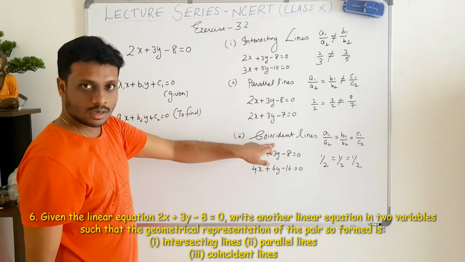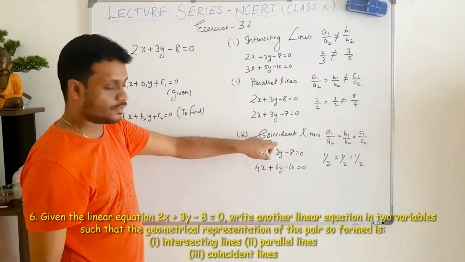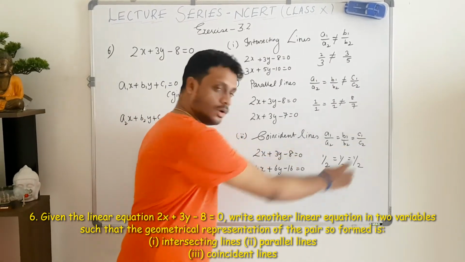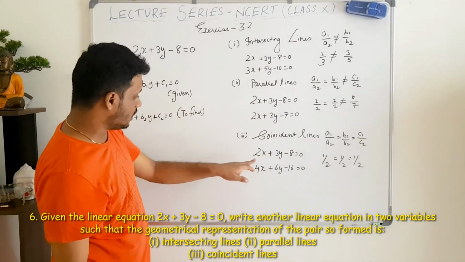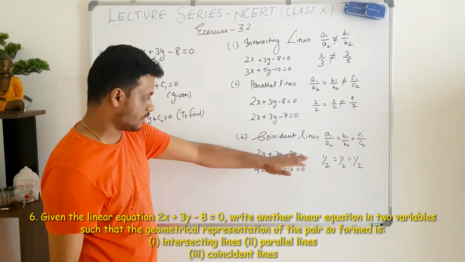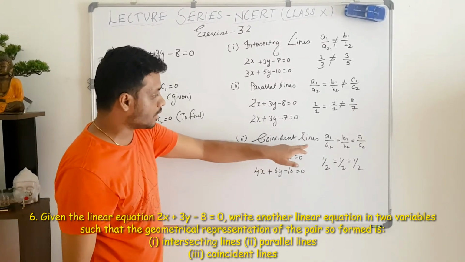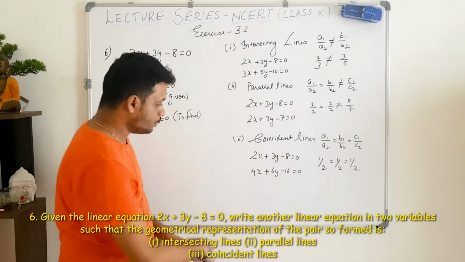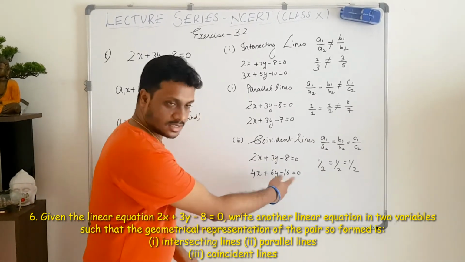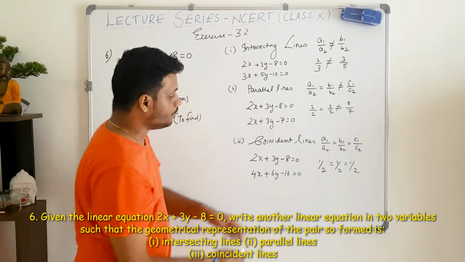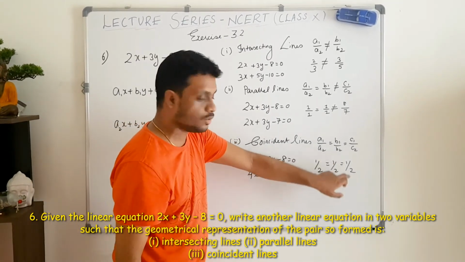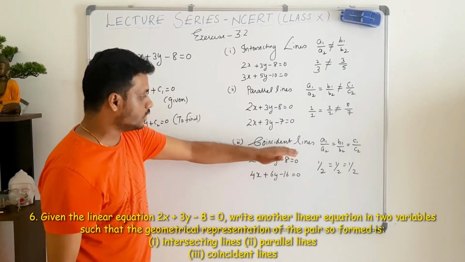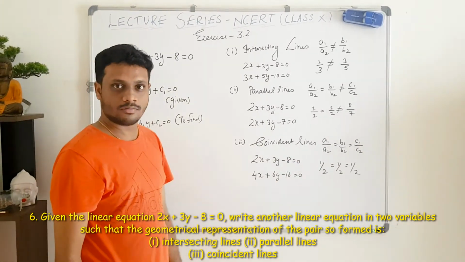Next, we move on to the last one, which is coincident lines, otherwise infinitely many solutions type, where your a1 by a2 is equal to b1 by b2 is equal to c1 by c2. So our given equation is 2x plus 3y minus 8, which I have written. And in order to make a condition of this kind, I just multiply the first equation with 2. So I get 4x plus 6y minus 16. So when I take the ratio of all of them, they will be 1 by 2 equals 1 by 2 equals 1 by 2. So this equation will have a coincident line condition in the graph.